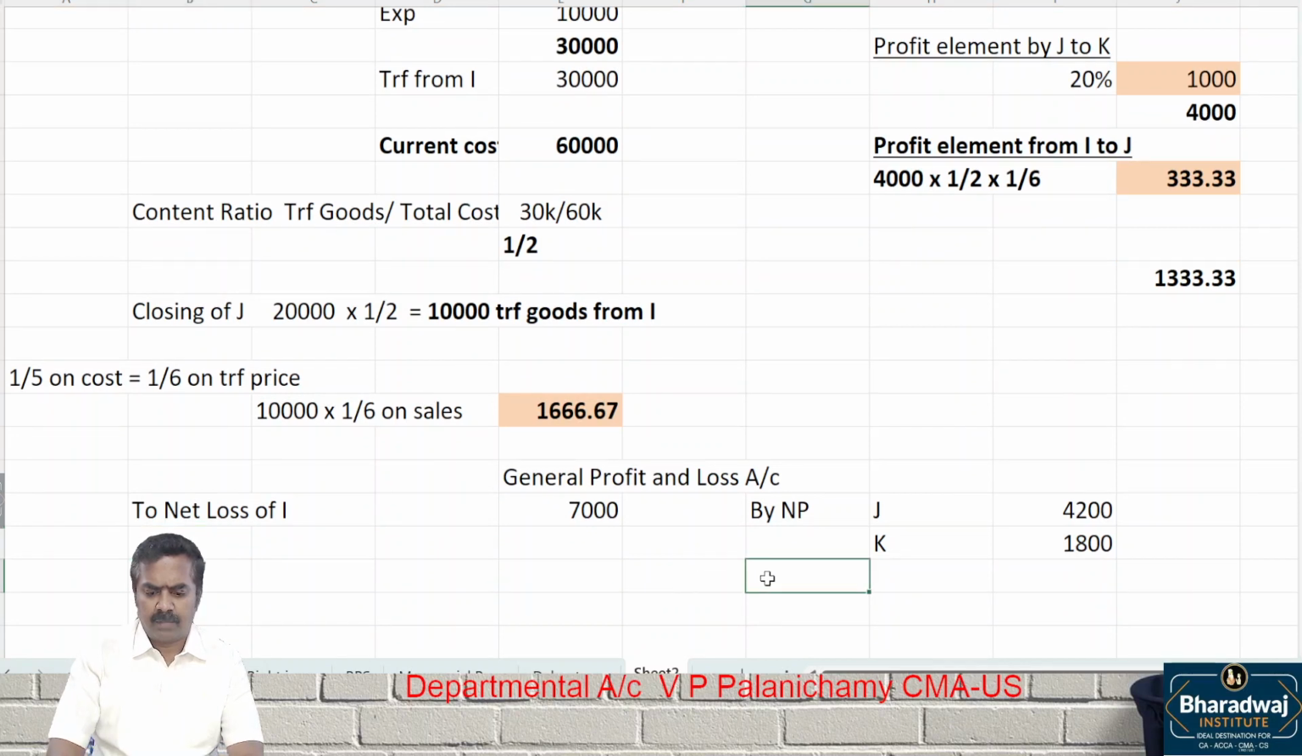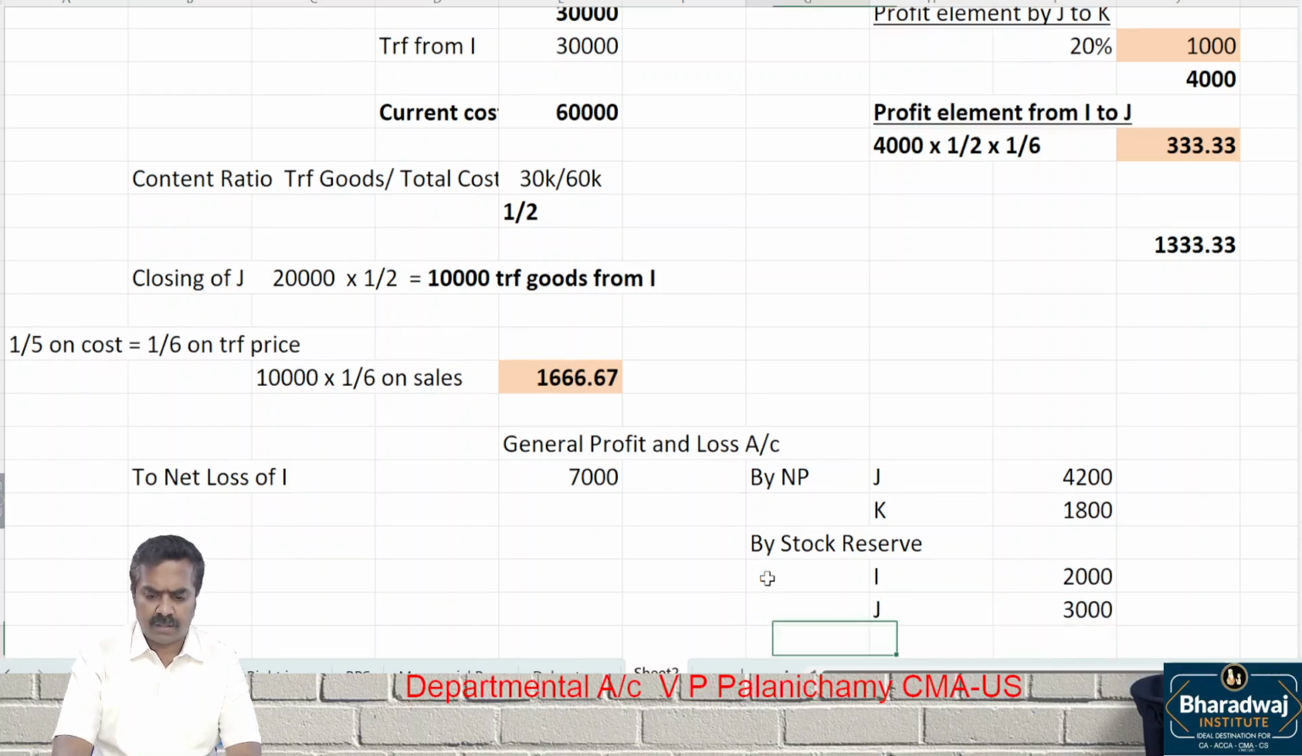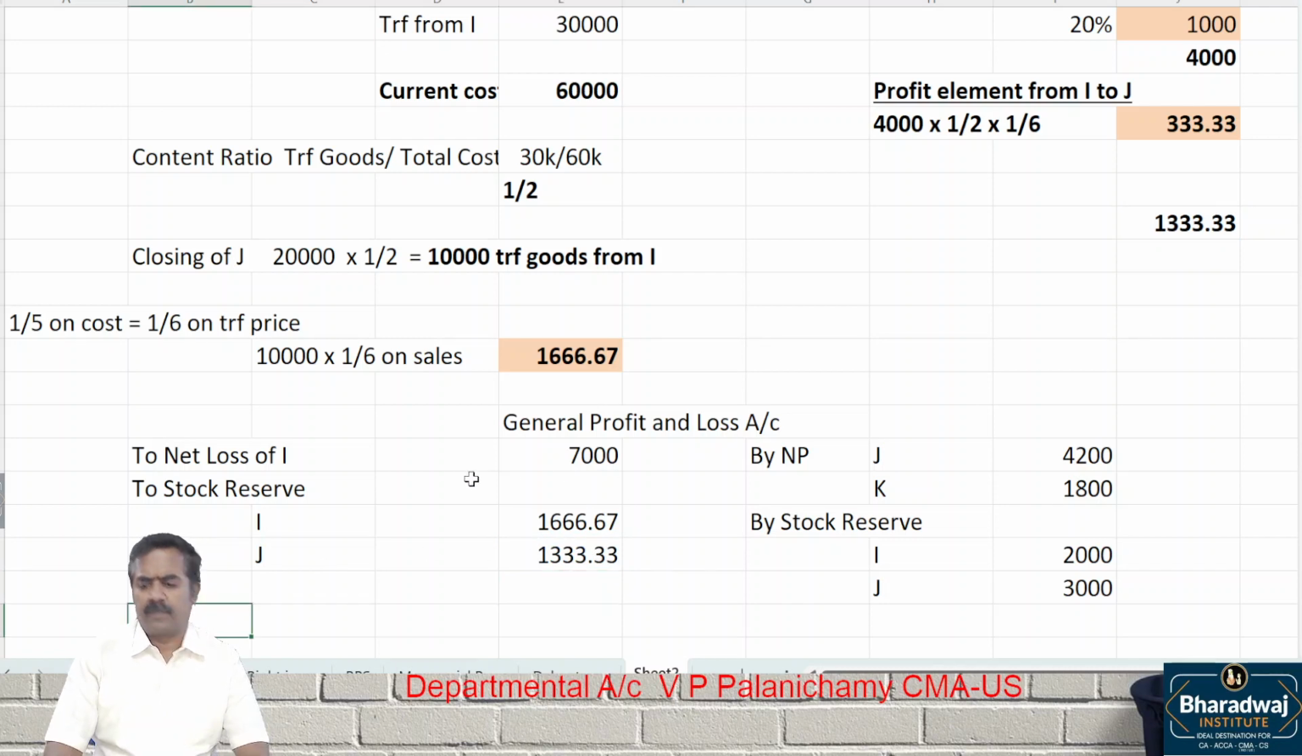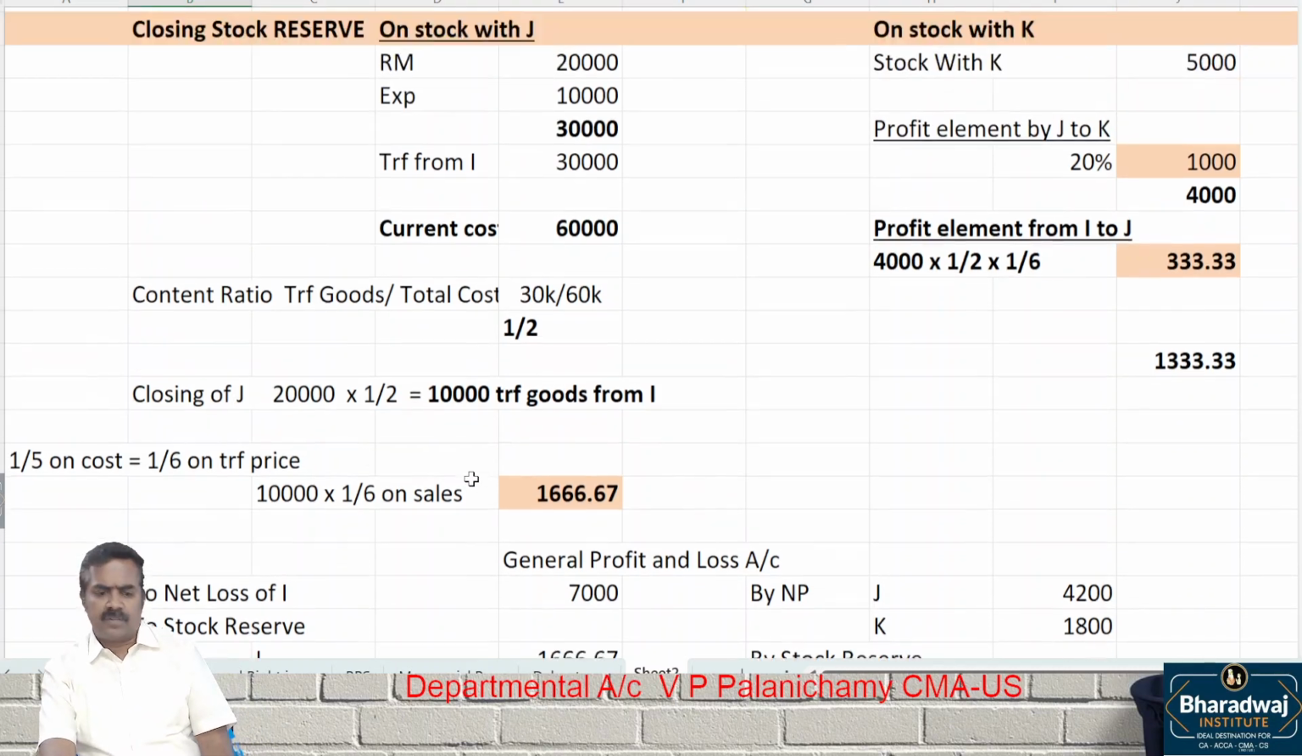Then by stock reserve. By stock reserve, how much is given for I? 2,000. How much is given for J? 3,000. Then to stock reserve, this is for the closing stock of I and J. How much is I's? I to J, this is 1,666.67. How much is J's? Total 1,333.33. If you tally, you will get the overall net profit.